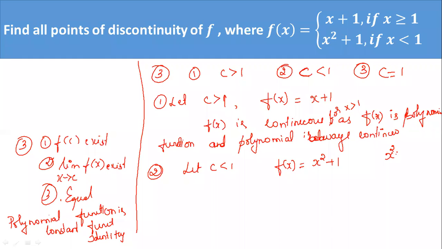x square plus 1 or x plus 1 or x cube plus x square plus 1, these are nothing but polynomial functions. Okay, so this is a polynomial function. So you can write, since polynomial function is continuous, for x less than 1 also f of x is continuous.